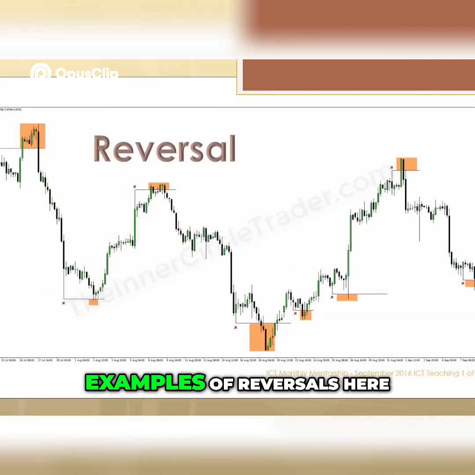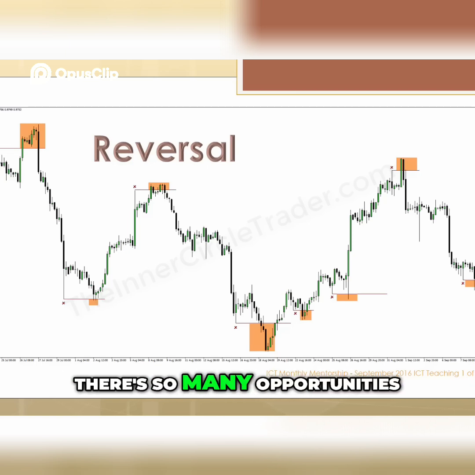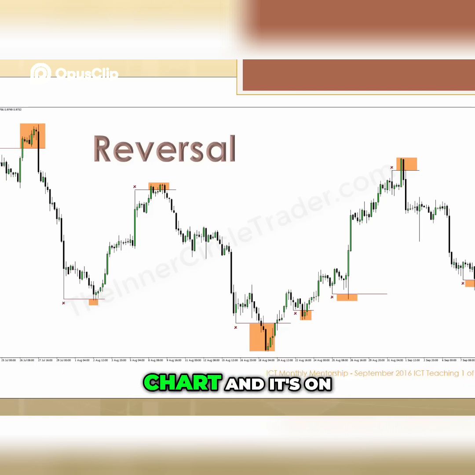Okay, and we're looking at examples of reversals here. Every X indicates where stops would be, and the market goes just above those levels and it rejects and goes the other way, or it goes just below those levels where there's an X and rejects and goes the other way. Look how many opportunities there are just on this one chart, and it's on a pair I don't really like to trade, the US versus the Swissy.